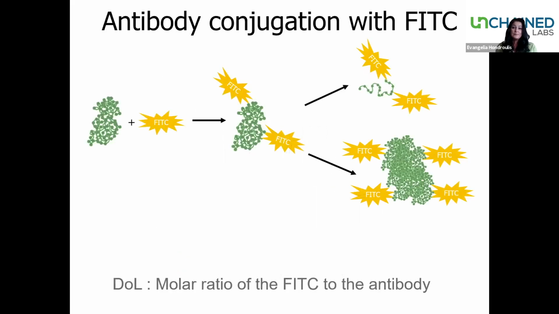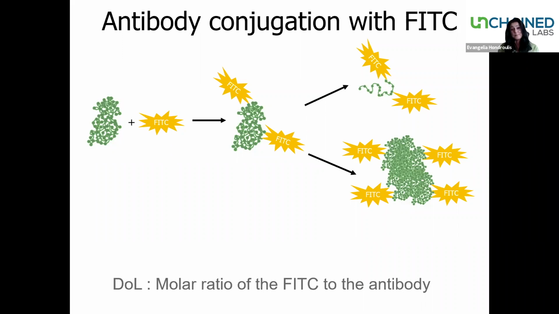Now, the Fitzy labeling occurs with this isothiocyanate group attaching to the amine groups of your antibody. The Fitzy labeling process also requires an incubation period and then a wash period. And the wash period is pretty much to get rid of any excess unlabeled dye and unlabeled antibodies. And from here, we can get the amount of label associated with the antibody. In other words, the degree of labeling.